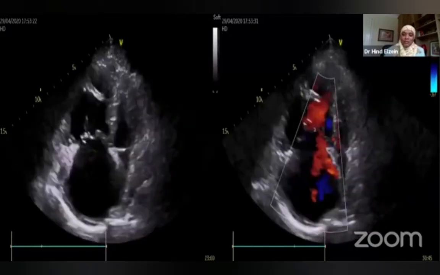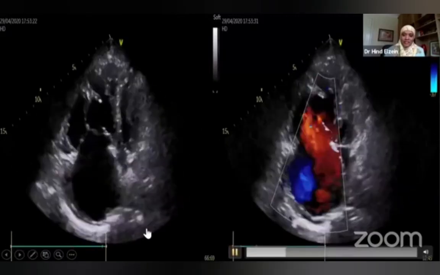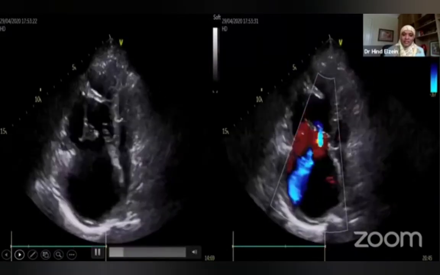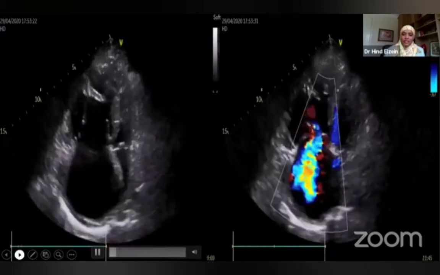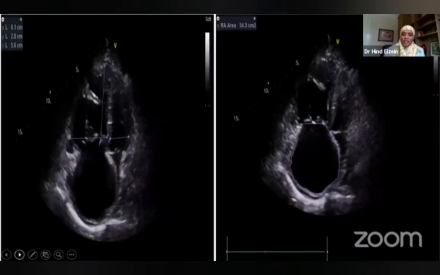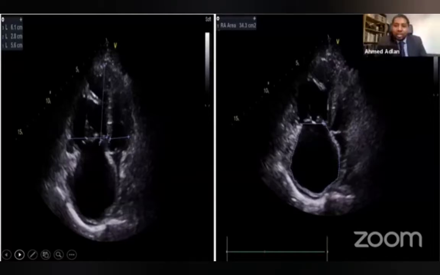I think we got a problem with the sound here. Right. Shall I proceed now? I think we've lost the connection with Dr. Safa. If you just carry on.